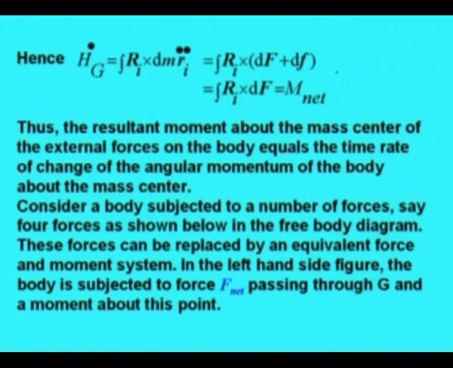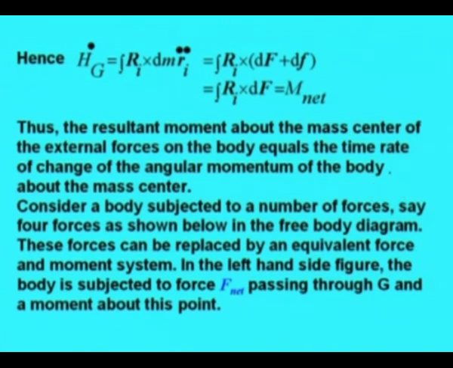So thus the resultant moment about the mass center of the external forces on the body equals the time rate of change of the angular momentum of the body about the mass center. So you have got H dot G is equal to M net. Now consider a body subjected to a number of forces.